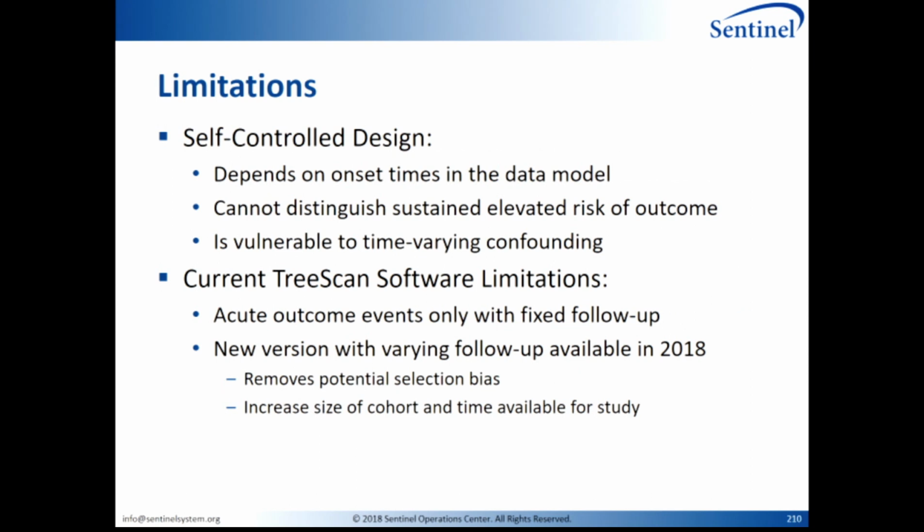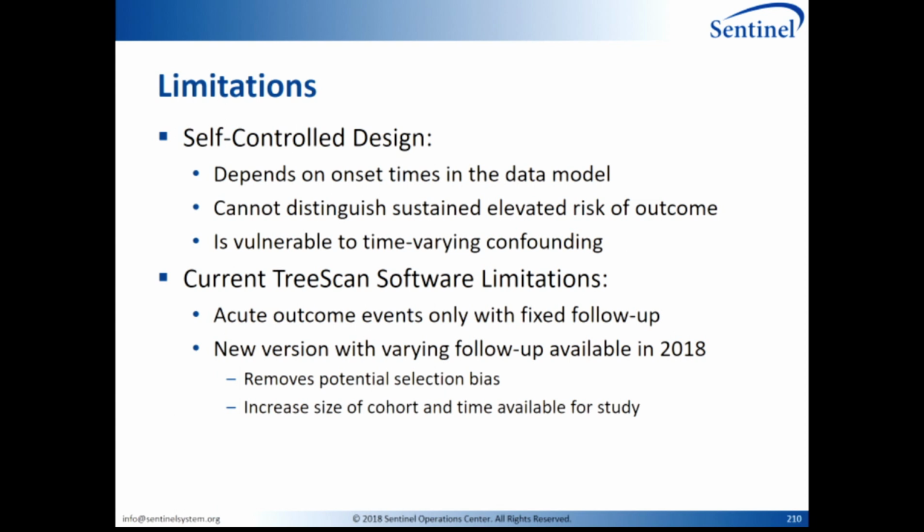You cannot distinguish a sustained elevated risk of an outcome. If you want to do that, actually the new user cohort design with a propensity score match 1-to-1 is a better option for you. And you're vulnerable to time varying confounding. Some of the pieces of this, though, that despite these limitations still make it useful is that it's very easy to implement. There's very few parameters and it can be done very quickly, and you get data then on 8,000 plus outcomes.